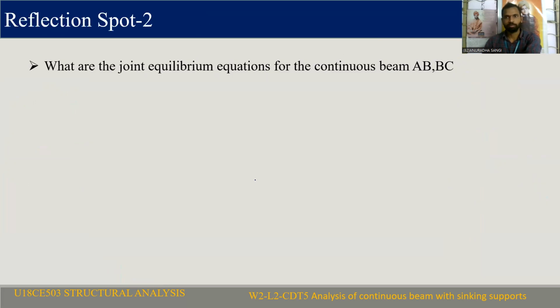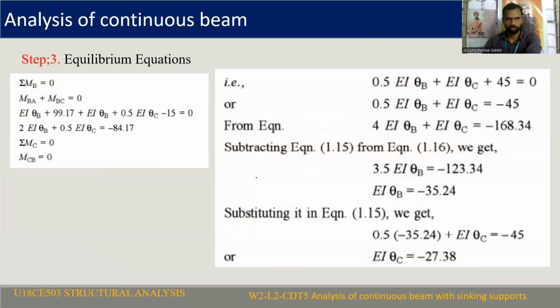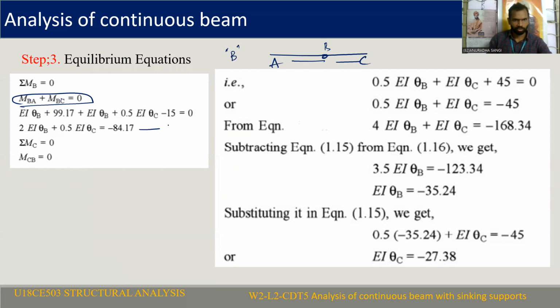That is the joint equilibrium equations. Joint equilibrium equation for joint B. Let us say this is B, this is A and this is C. MBA plus MBC will be equal to 0. That is the joint equilibrium equation. From this equation, if you substitute MBA and MBC and equate to 0, you are going to get another equation. Let us say this is equation number 5.